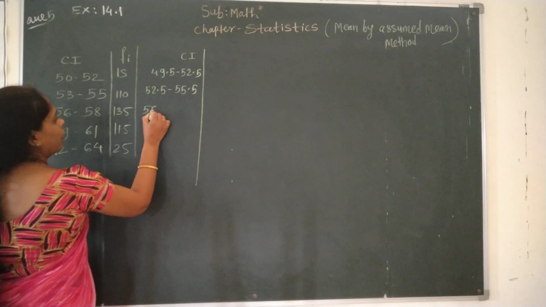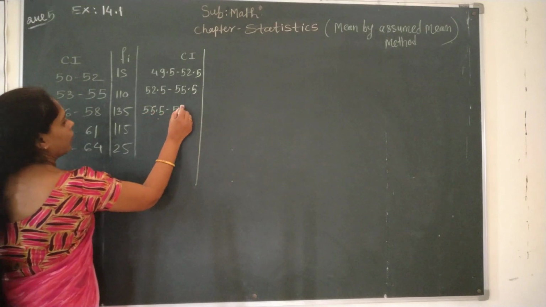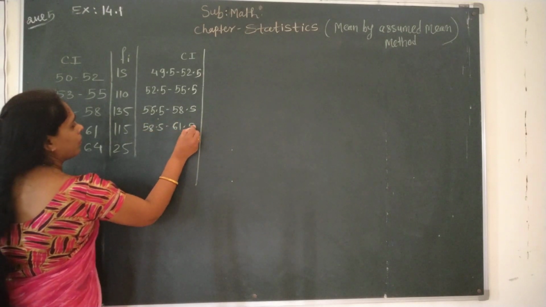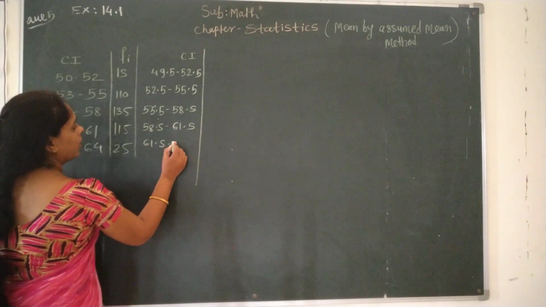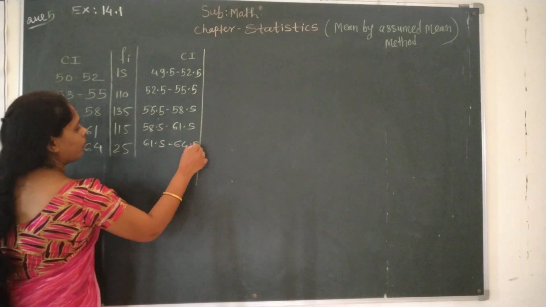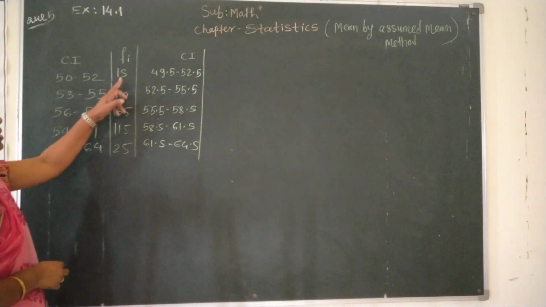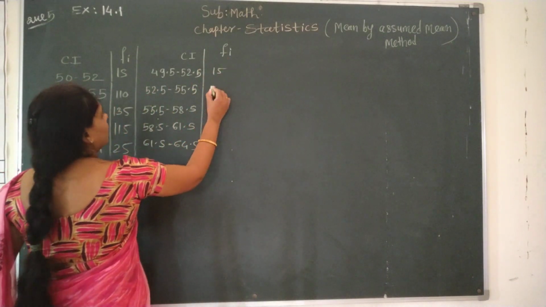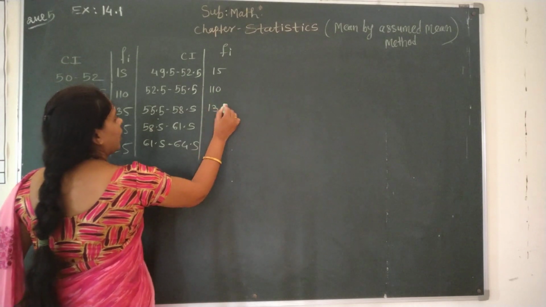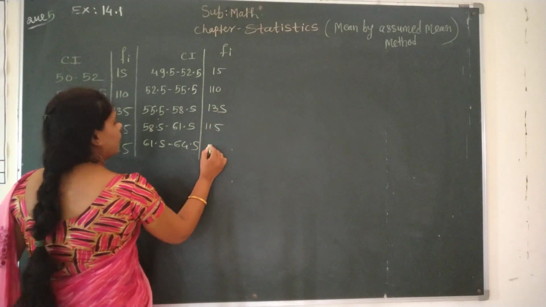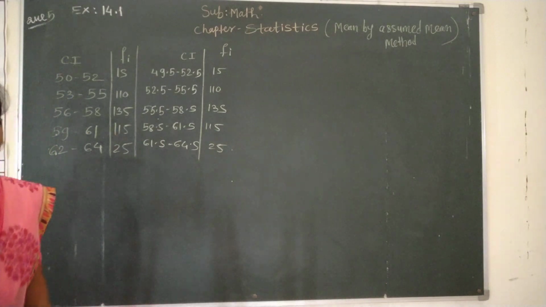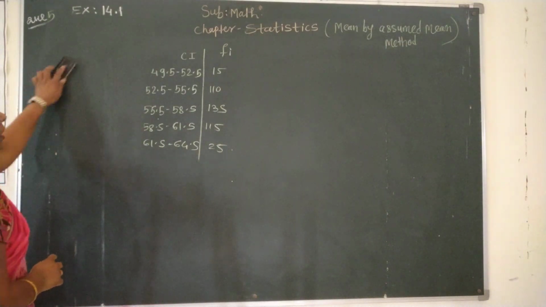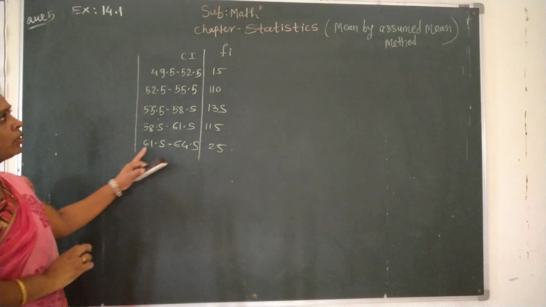Next 55.5 to 58.5, 58.5 to 61.5, and 61.5 to 64.5. These are the class intervals. Write down the frequencies. Fi: 15, 110, 135, 115 and 25. Now here data is written. These are the new CI. When you solve the example, you have to write only these things.